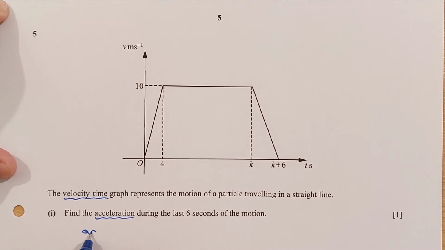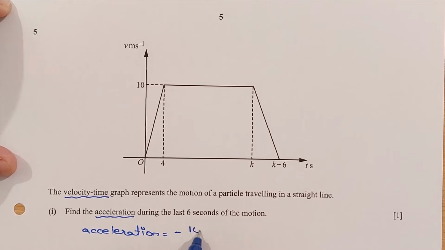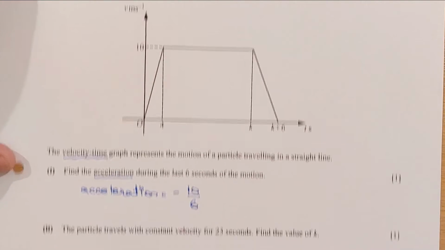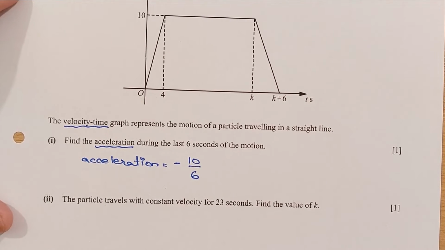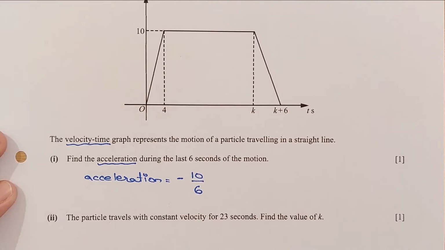So we can say that the acceleration is, and it is deceleration basically. So we can do negative of 10 by 6, right? Now for the second part, the particle travels with a constant velocity for 23 seconds. Find the value of k.